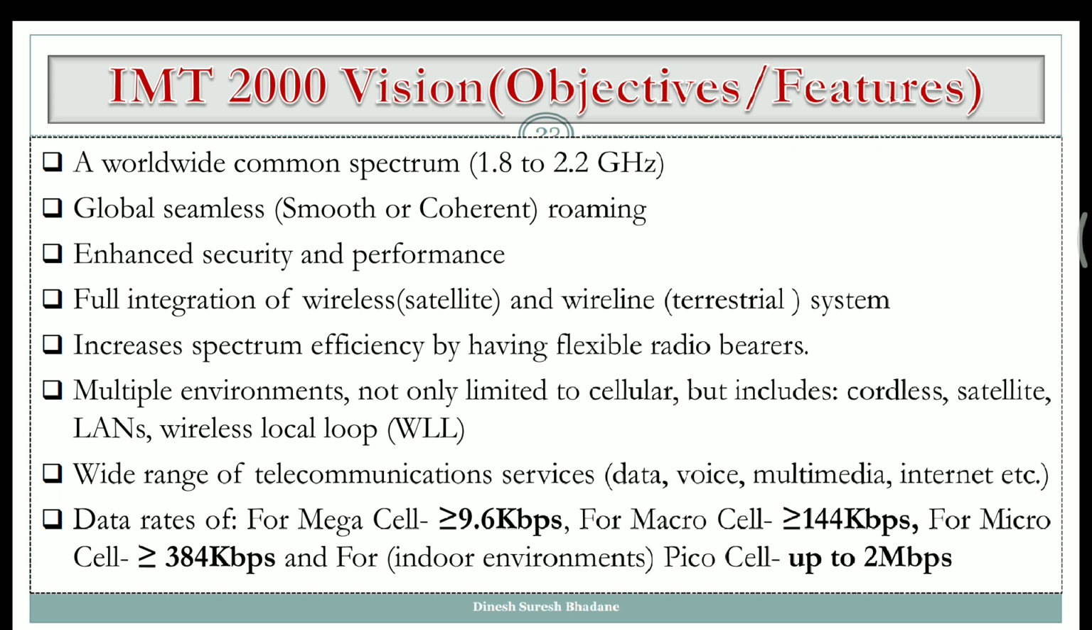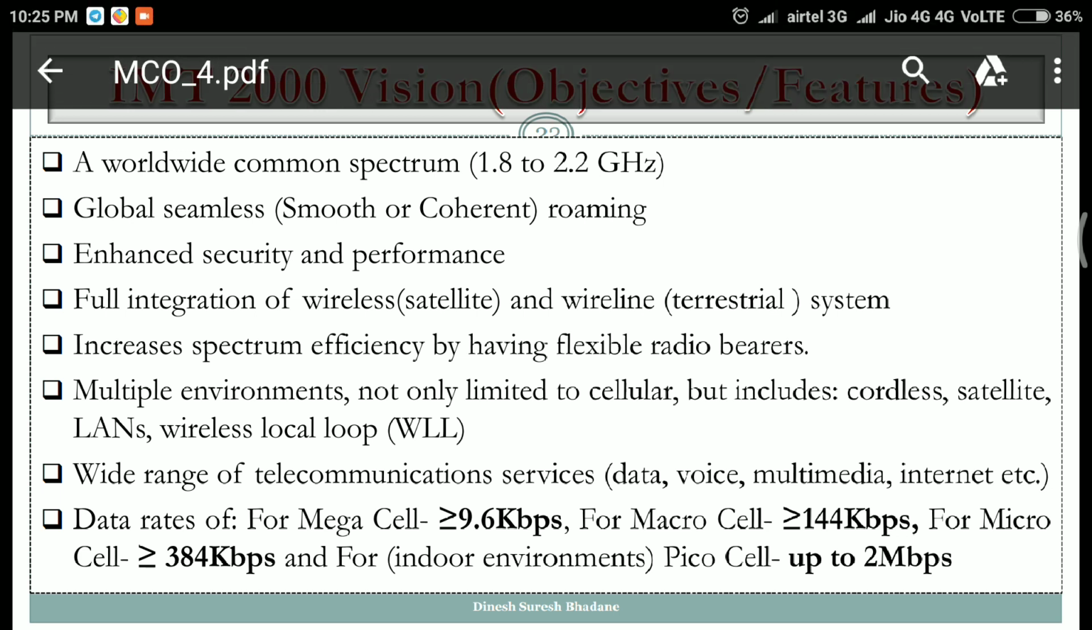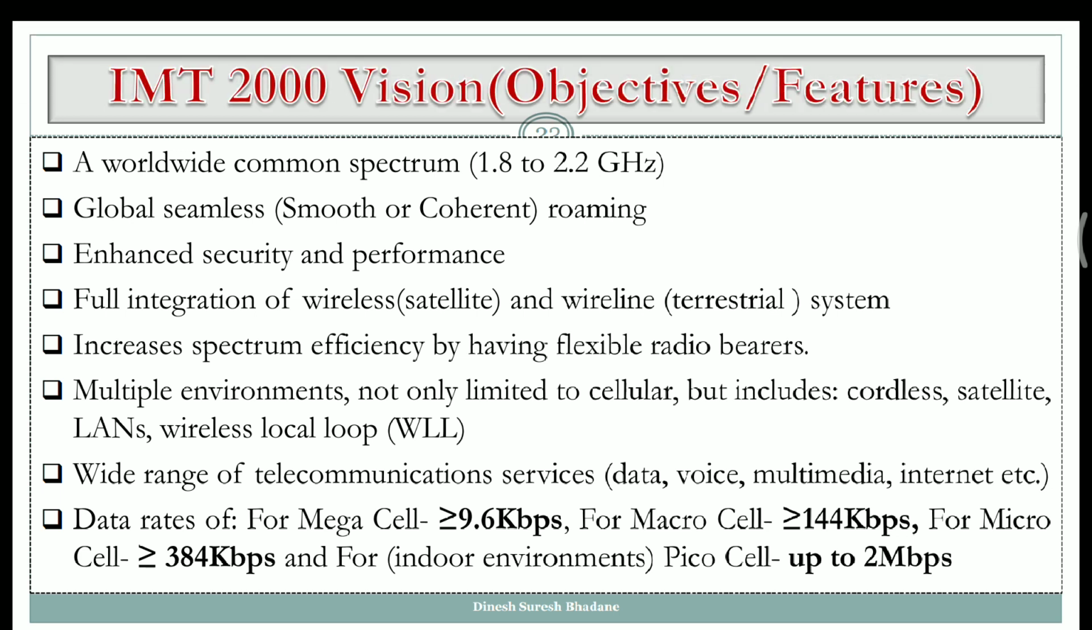So let's see the important features of the IMT 2000 project. The first aim or objective was a worldwide common spectrum, which is available in 1.8 to 2.2 gigahertz. The second, global seamless roaming. Third, enhanced security and performance. Next, full integration of wireless, that is satellite, and wireline, that is terrestrial system. It increases the spectrum efficiency by having flexible radio bearers. In this, the multiple environments are not only limited to cellular but include cordless, satellite, LANs, wireless local loops, that is WLL.